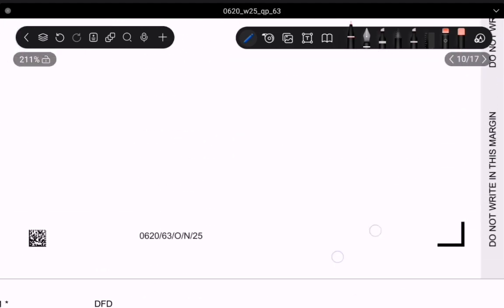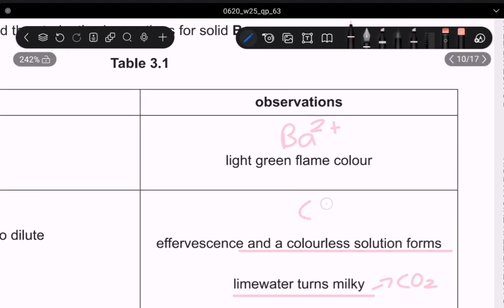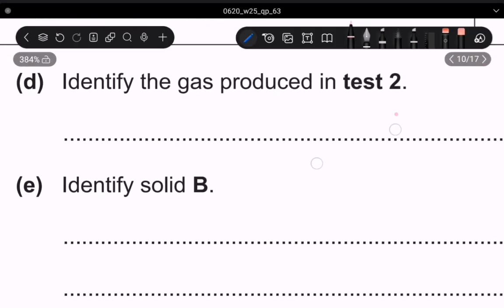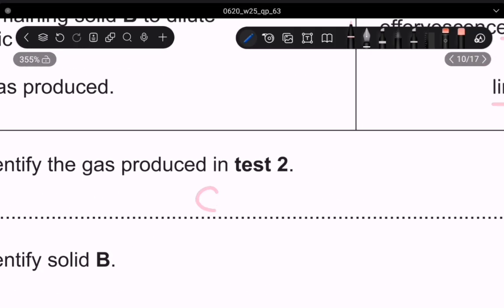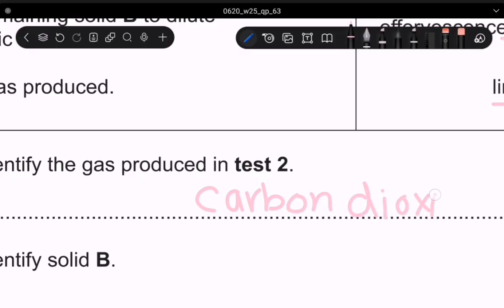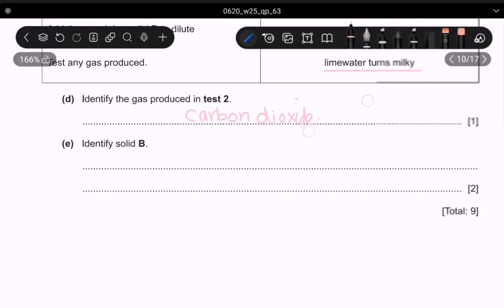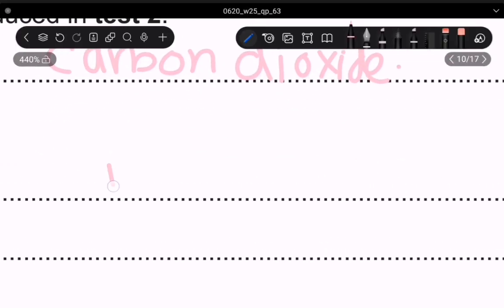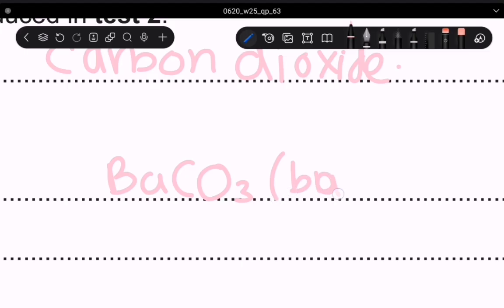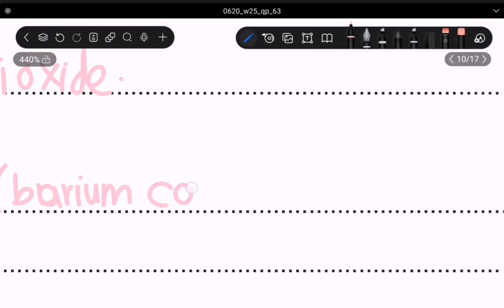So this is going to be CO3 2-. Your answer is going to identify the gas produced, which is going to be carbon dioxide. Carbon dioxide is produced in the second part. And we're going to name the solid B as barium carbonate. Okay? Barium carbonate.